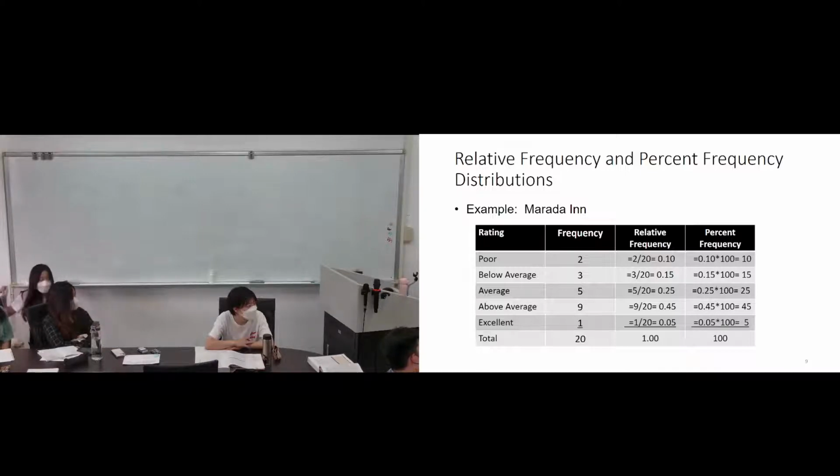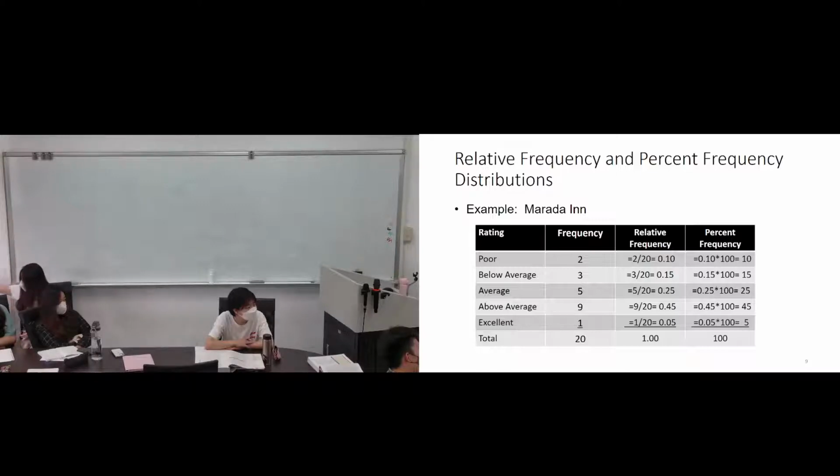9 of the 20 guests rated above average. We divide 9 by 20, which is 0.45, and multiply it by 100%. That's 45%. So 45% of the 20 guests rated above average for Miranda N. Only one guest rated excellent for Miranda N. We divide 1 by 20, which is 0.05, and multiply it by 100%, which is 5%. 5% of the guests rated excellent for Miranda N.